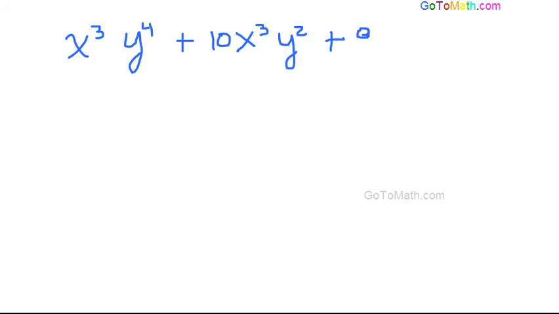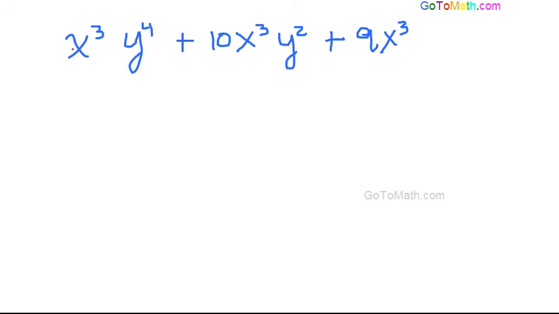Alright, so let's rewrite this. x cubed y to the 4th plus 10x cubed y squared plus 9x cubed. Okay. So taking a look at the coefficients, I want to look at that first. Can we factor anything out? And no. Alright, the GCD is 1, so we can't factor anything out on that.